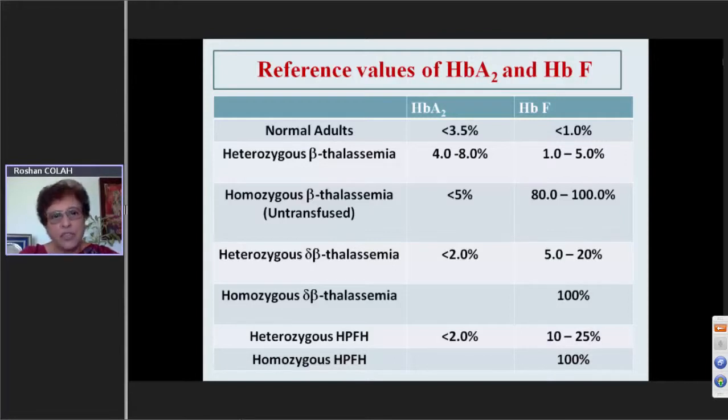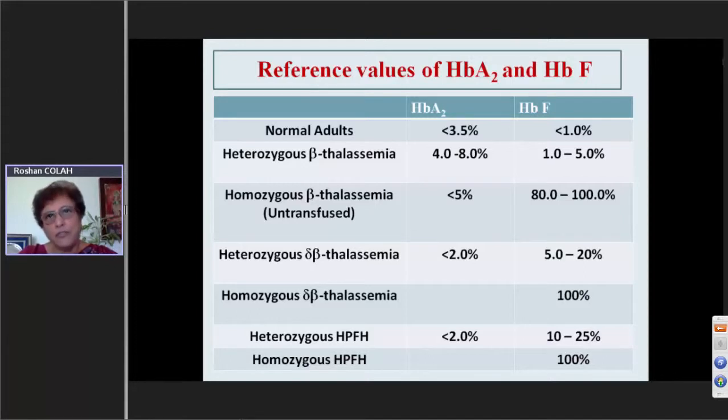In heterozygous thalassemia carriers, the A2 generally varies from 4 to 8%, and the fetal can be slightly increased. Usually it doesn't go beyond 3%, but it can go from 1 to 5%. In the homozygotes, or affected patients, before they receive any transfusion, their major hemoglobin is adult hemoglobin, hemoglobin A, and they have a small amount of A2. If it's a beta 0, there will be only hemoglobin F, no A. If it's a beta plus, then it has a small amount of A.